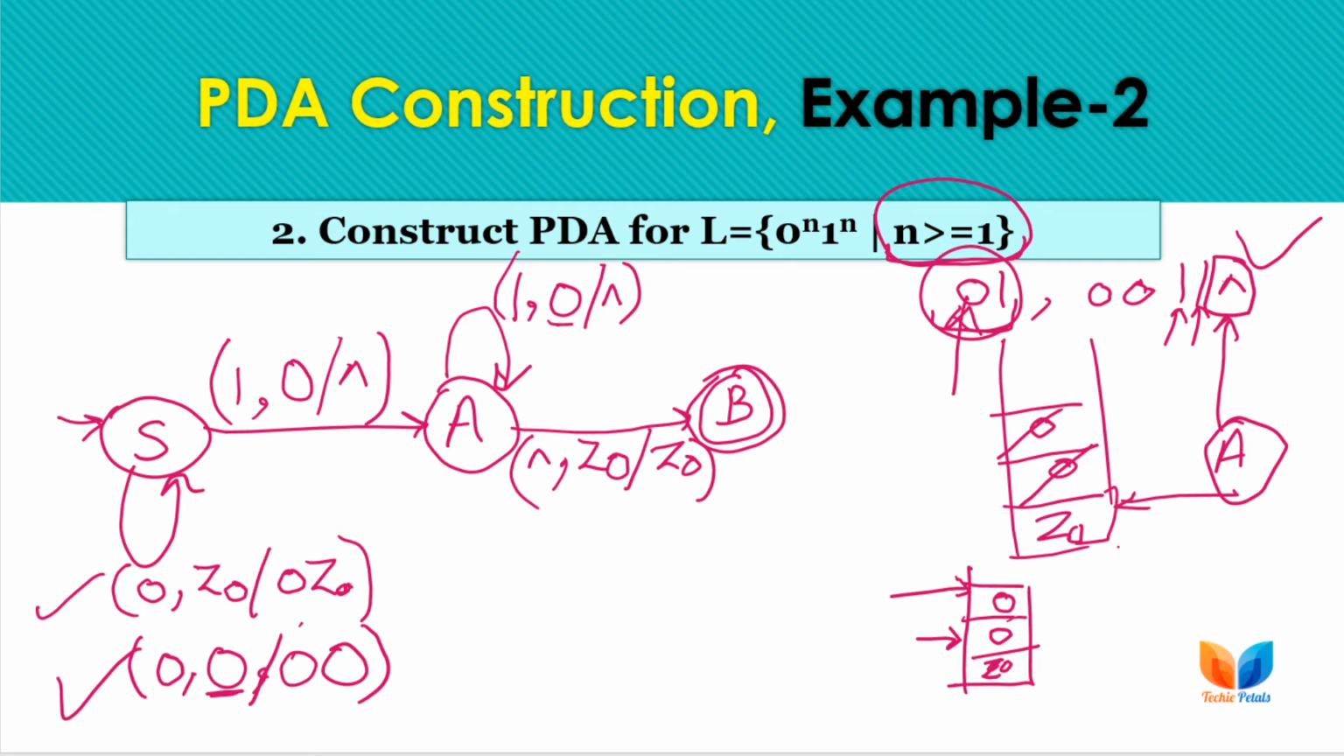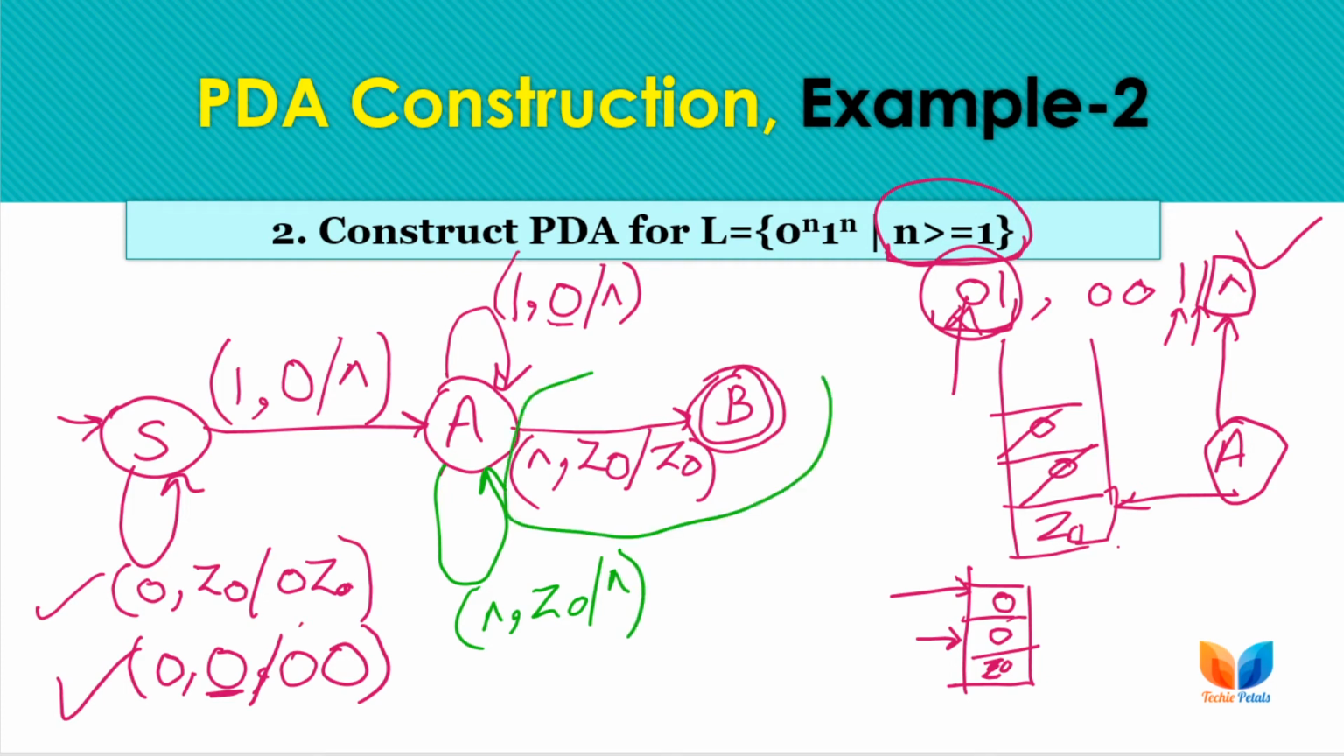So if we have acceptance by final state, then we keep the same stack top here. If we want to show acceptance by empty stack, you can have this move: the input is null, the stack top is Z0, replace the stack top by null and we can show the acceptance. Then you can ignore this step. So this is for acceptance by empty stack and this is for acceptance by final state. You can use either option.